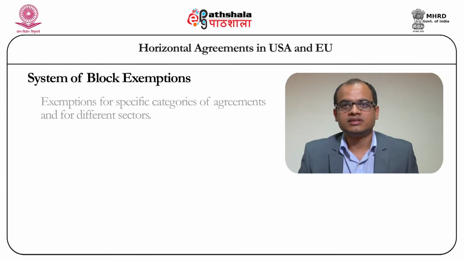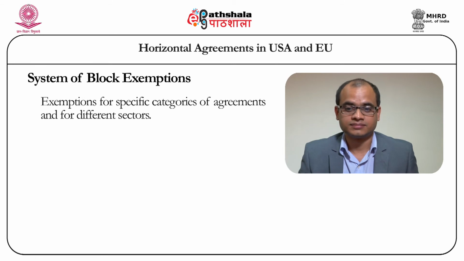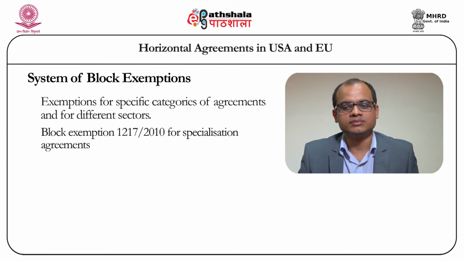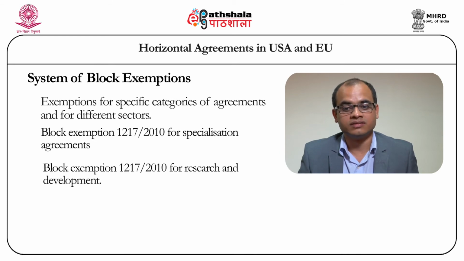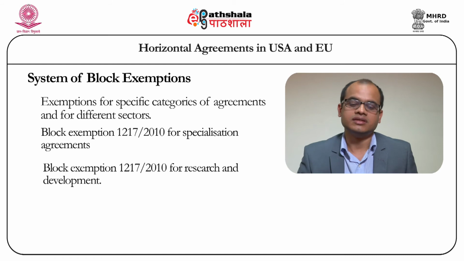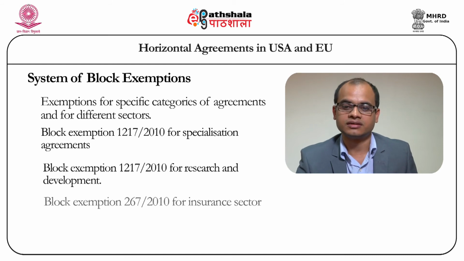So moving to the next thing, we will cover the system of block exemptions, which is specific to the European Union. There are specific exemptions for specific categories of agreements and specified sectors. These are generally called block exemptions. Examples include block exemption for specialization agreements and block exemption for research and development, and they can be specific to certain sectors also, like the airline industry or the insurance sector.